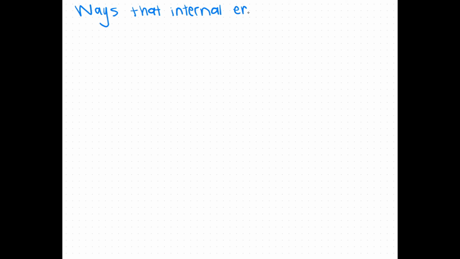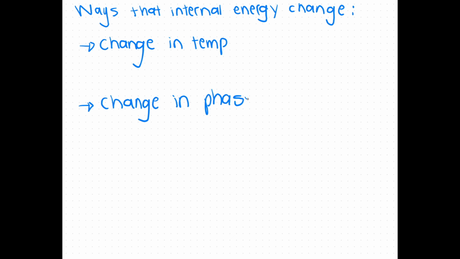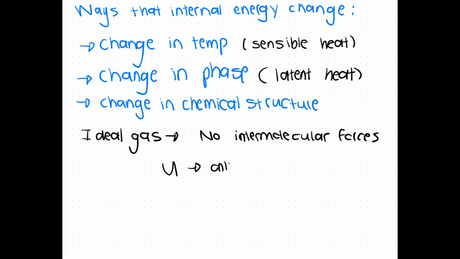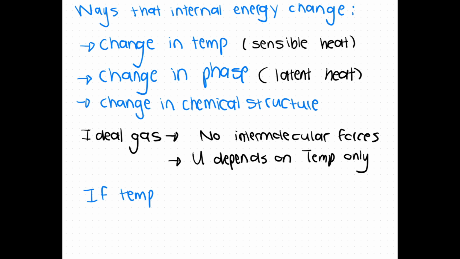Let's look at ways in which the internal energy of our system can change: changes in temperature, changes in phase, and changes in chemical structure. When working with an ideal gas, we can in some cases simplify our equation more. Since an ideal gas does not have intermolecular forces, its internal energy only depends on motion, and temperature affects motion. Thus, if temperature is constant, the internal energy will not change. This provides another formula: heat equals negative work.